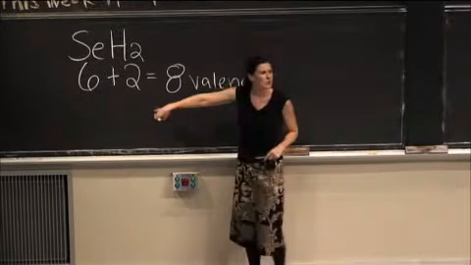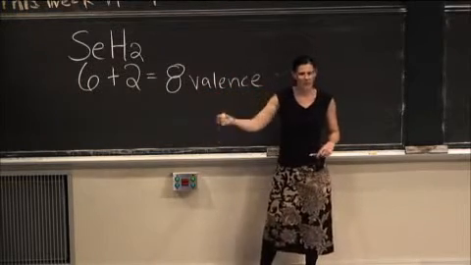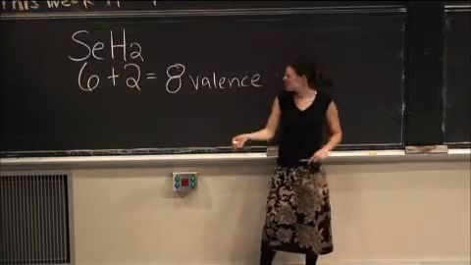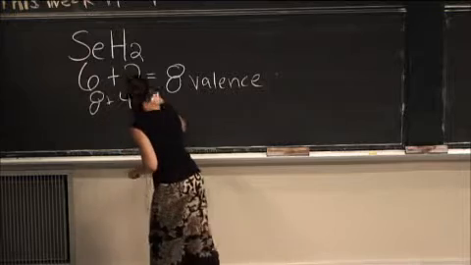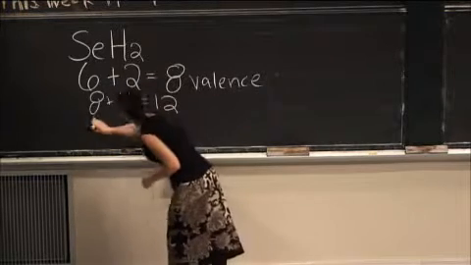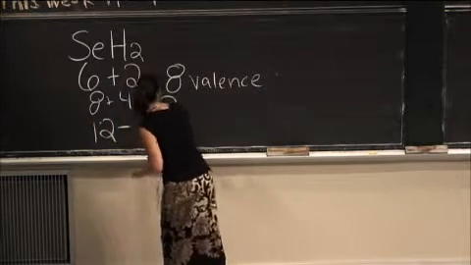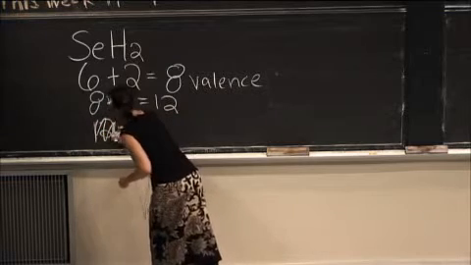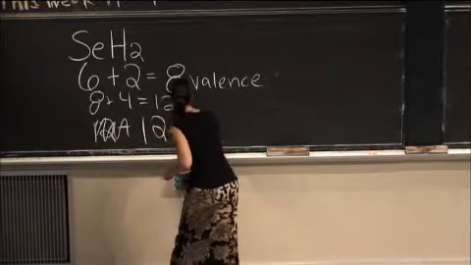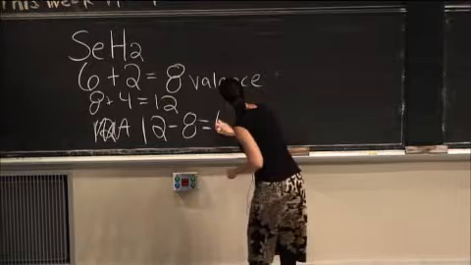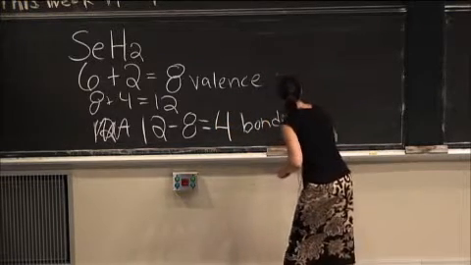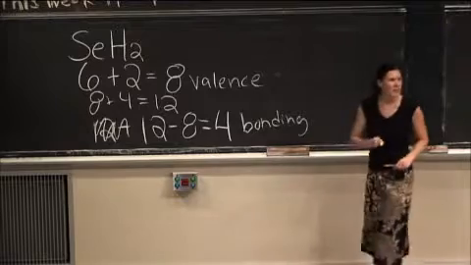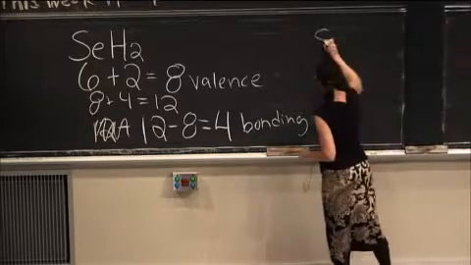How many electrons do we need to have full valence shells? 12, that's right. We need 8 plus 4 is 12 for full shells. That means that we need 12 minus 8, or 4 bonding electrons in our structure. So I tried to give you one that you could draw pretty quickly. It just has hydrogens in it.